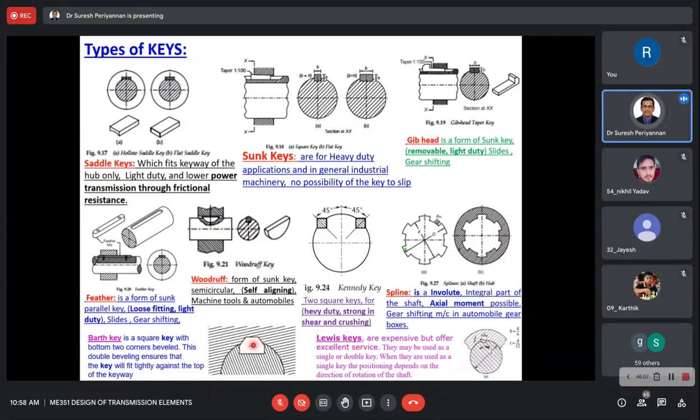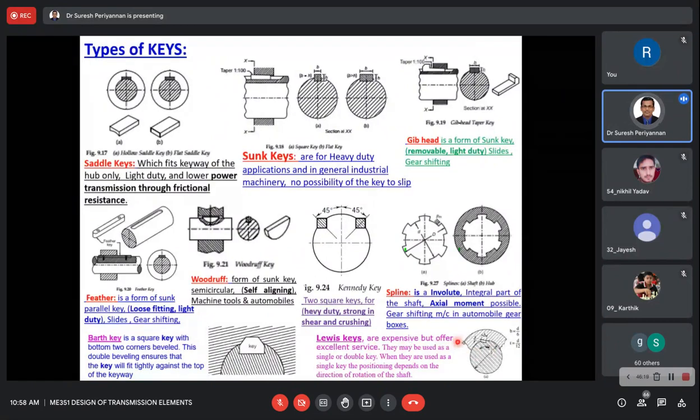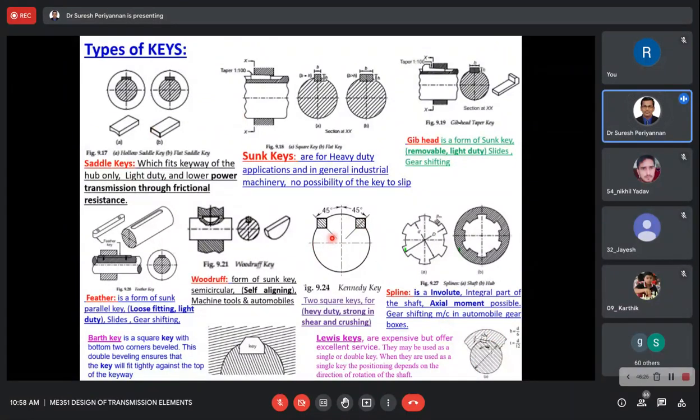This is a double beveling, to ensure that the key will be fitted tightly. This is a tight fit, and we use this type of key for power transmission. Now the Lewis key also. We are not going to discuss this type of key more. We are going to concentrate only on flat keys and Kennedy keys, mostly flat keys only. The remaining things are the same.